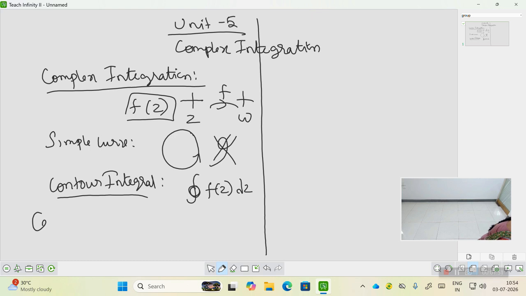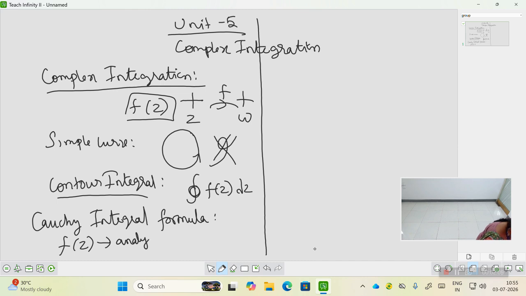Next one is the Cauchy integral formula, a very basic one. Then I'll make you understand the problem. If f of z is analytic, and I told you the definition of analytic: it should have a derivative at z0, not only at the point z0 but also in the neighborhood of z0. So f of z is analytic and f of z is continuous.